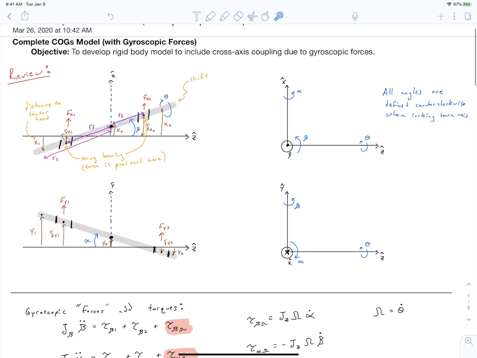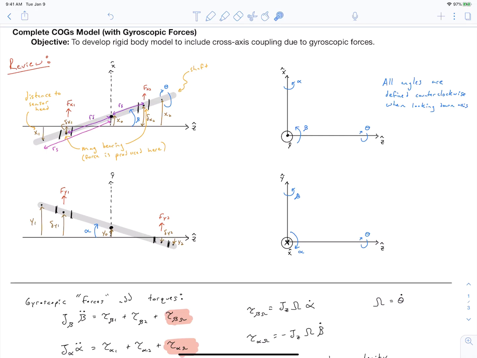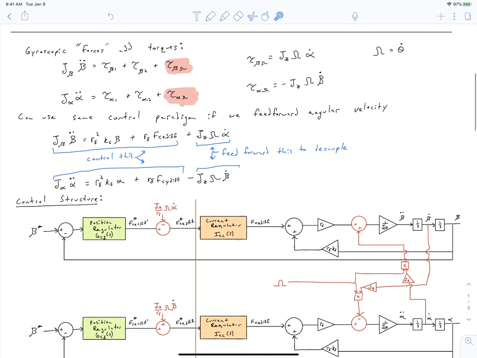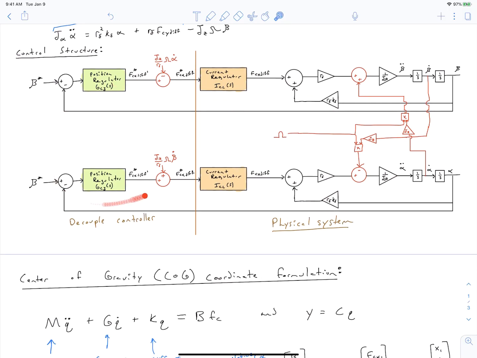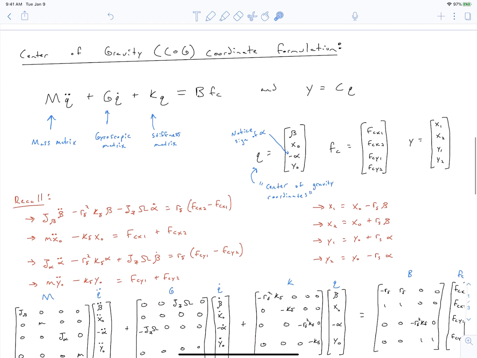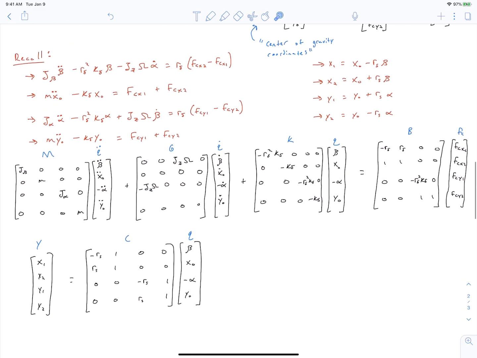So to review, this video has continued developing the rigid body model to include the cross-axis coupling due to gyroscopic forces. We developed our differential equations to model this. We sketched out the block diagram of our physical system attached to our controller. And this should say decoupled controller. And then we put the system into the standard center of gravity coordinate formulation, which is a series of matrices, a set of linear equations, coupled linear equations in a matrix representation.